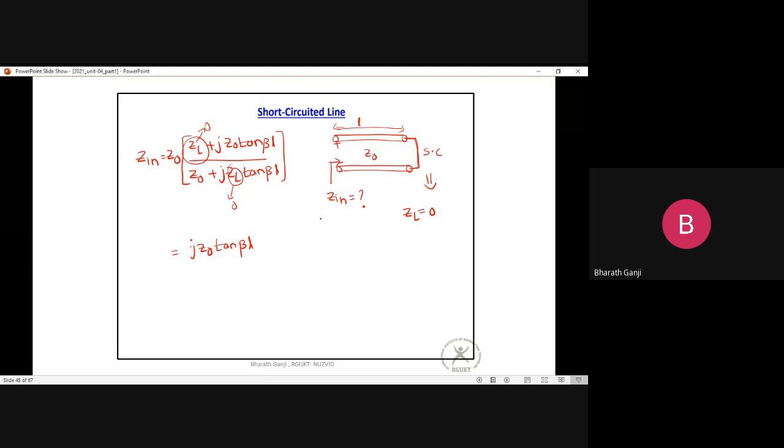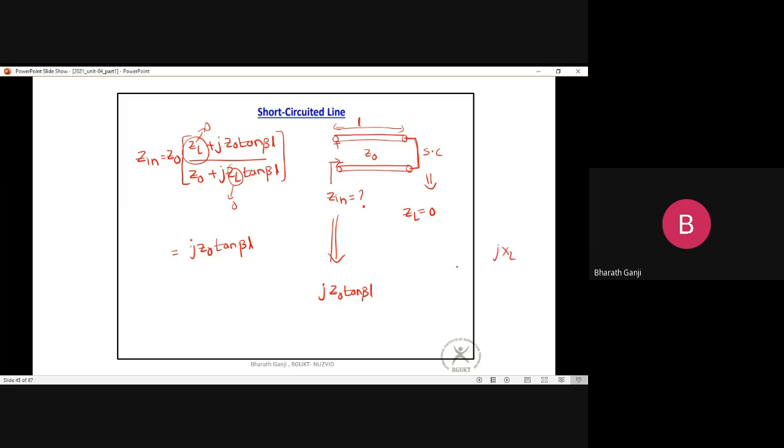You get Zn is equal to the input impedance at launch. And this input impedance looks like j times Z naught times tan beta L. So do you think it looks like a resistive load or a reactive load, or does it look like a short circuit or an open circuit? Inductive load. Okay, definitely it looks like jXL.